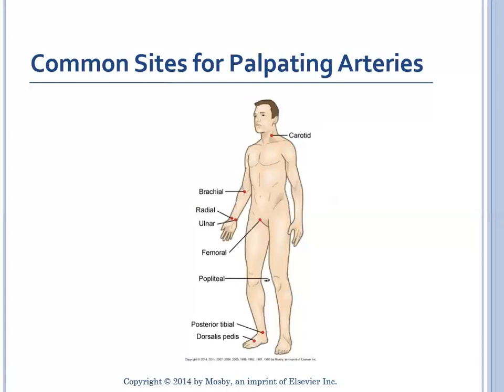And this picture's in your book, page 666. Ooh, that's an ugly number. Common sites for palpating all the arteries. You guys should know these, okay?